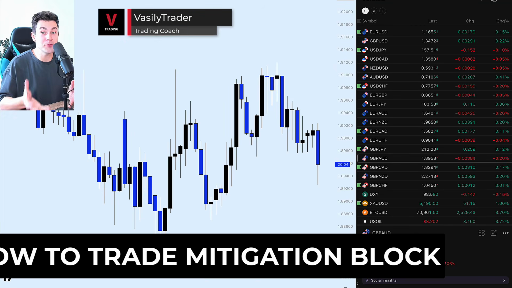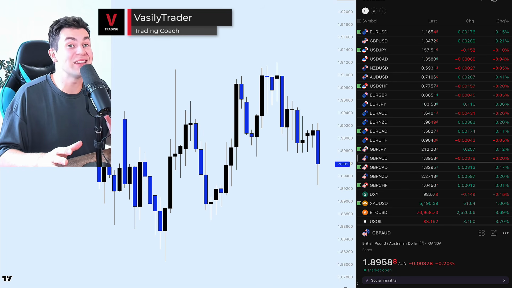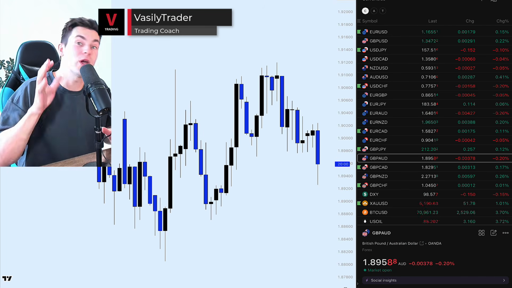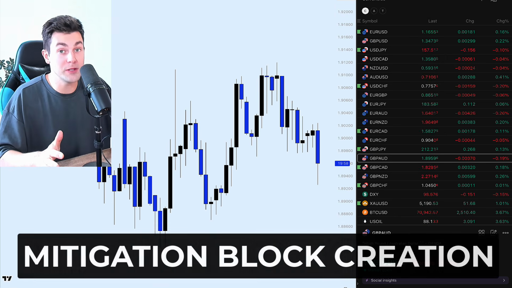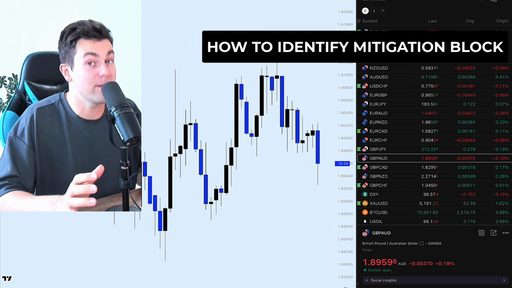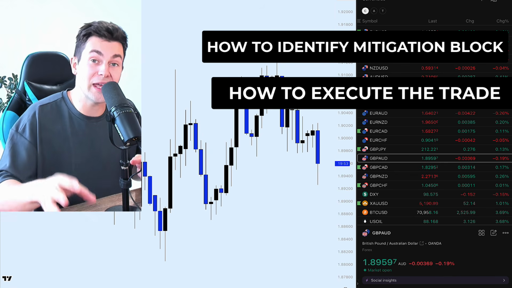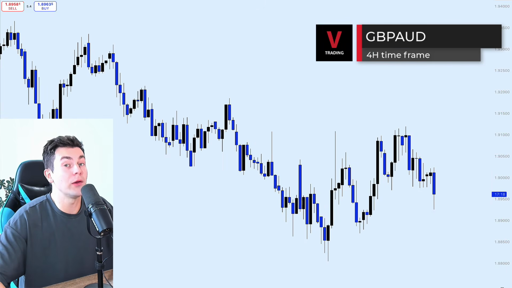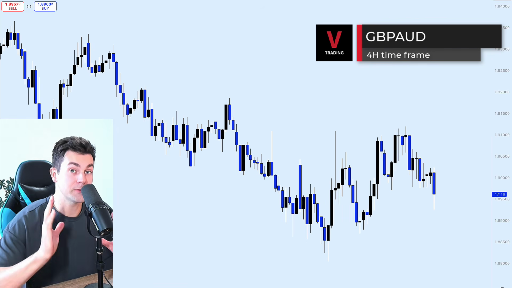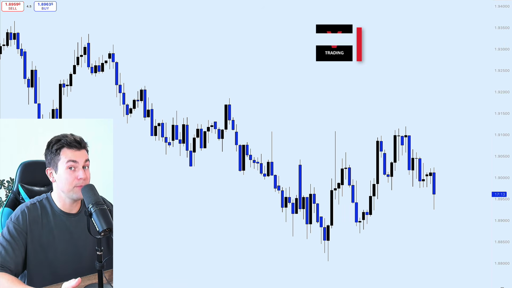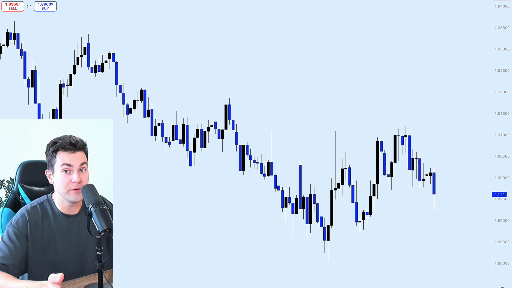Today we'll teach you how to trade mitigation block. We will study a live setup on a pound Aussie pair where I see a mitigation block creation. You will learn how to identify a valid mitigation block and how to execute the trade properly. In this example, we will trade a mitigation block on a 4-hour time frame, but you can use the same rules and the same plan for trading any time frame in Forex.